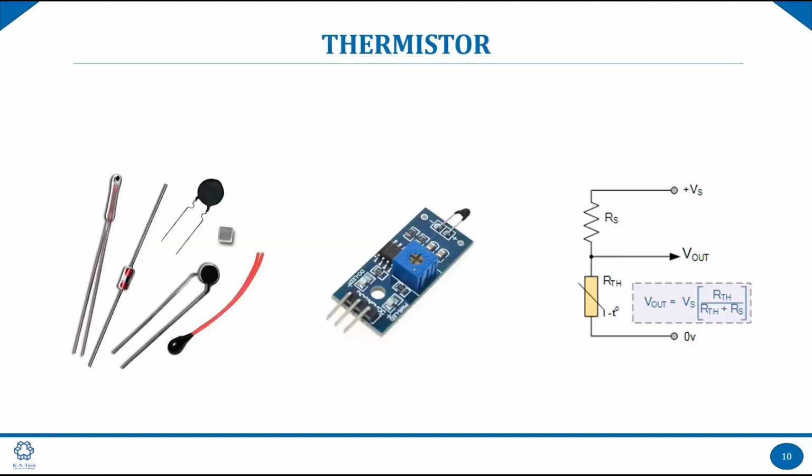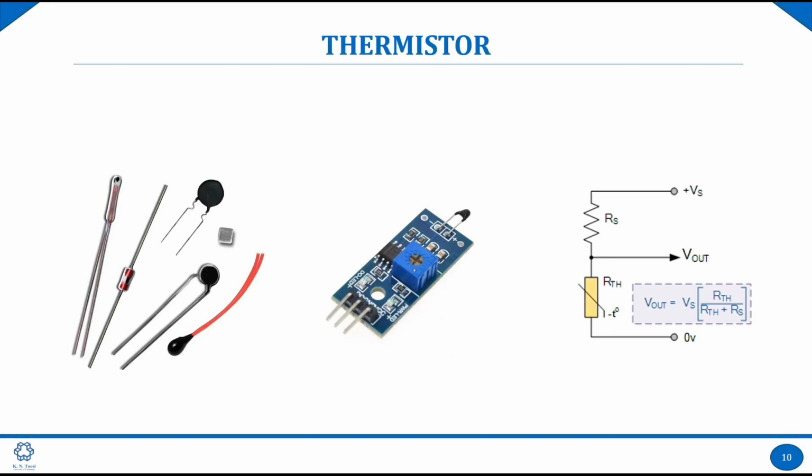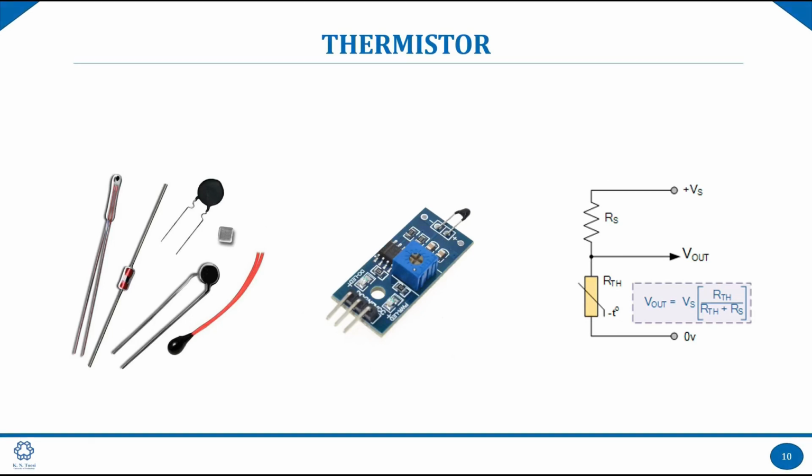For measuring the temperature of the space, we commonly use the thermistor type because of its accuracy and cost-effective performance. It has different types and shapes, as you can see on the left side.